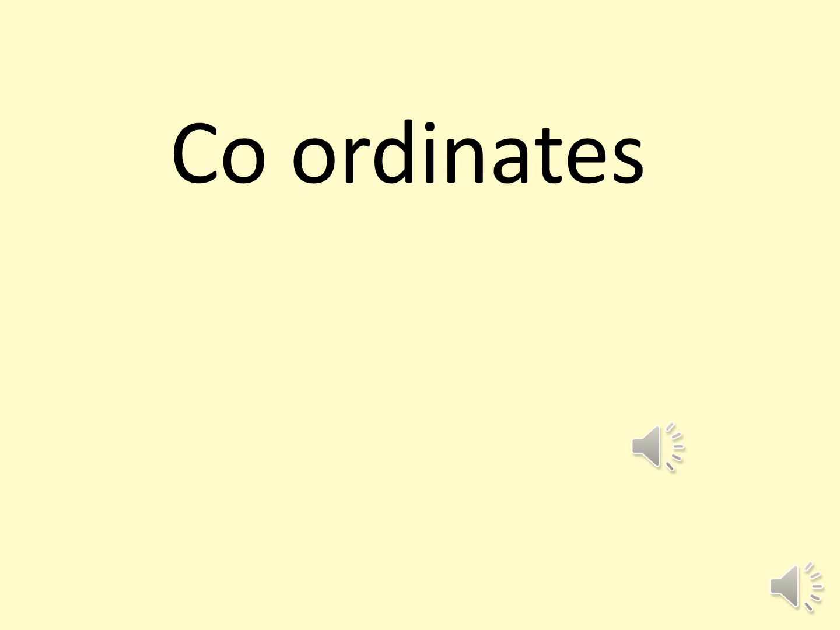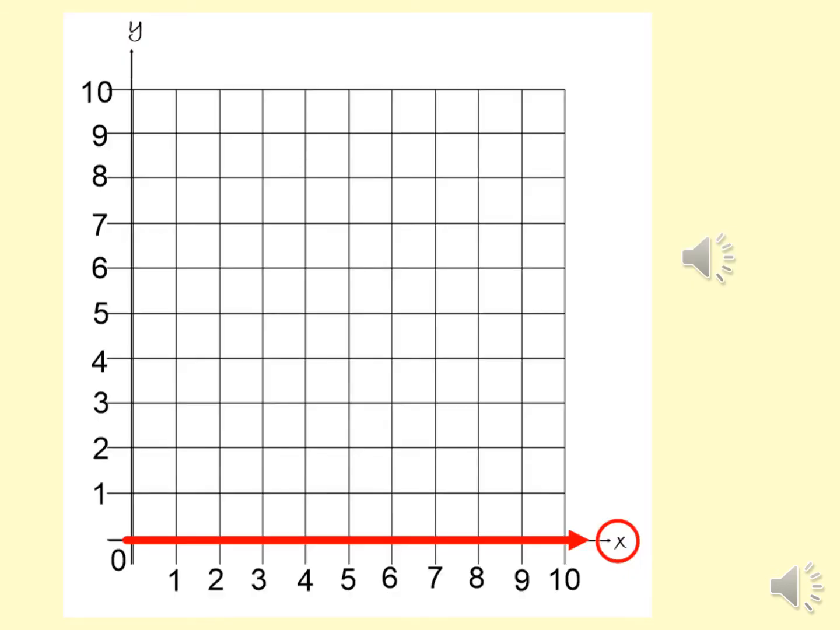In this video, we're going to look at coordinates in the first quadrant and in all four quadrants. The first quadrant is a grid where all of the numbers going along the bottom and going up the side are positive. You can see on this one, I've marked the numbers that go along the bottom. We call that the x-axis. The x-axis is the axis that runs left to right.